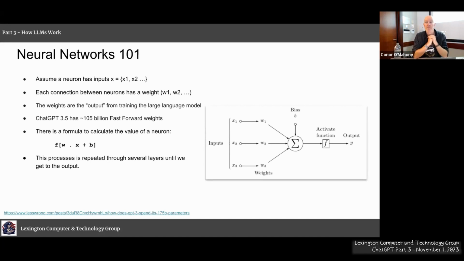Conor, just wondering on the terminology on that bullet, is that fast forward or feed forward weights? Oh, feed forward. Thank you. Typo. Yeah.